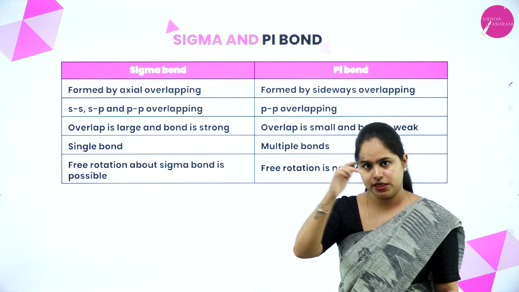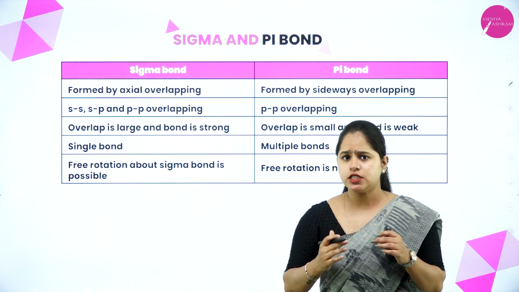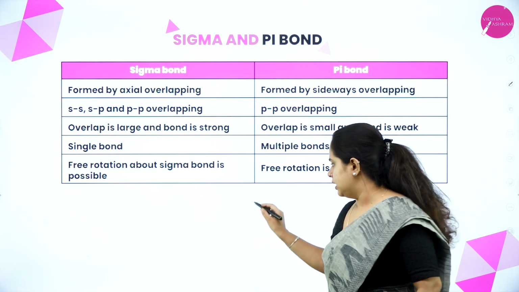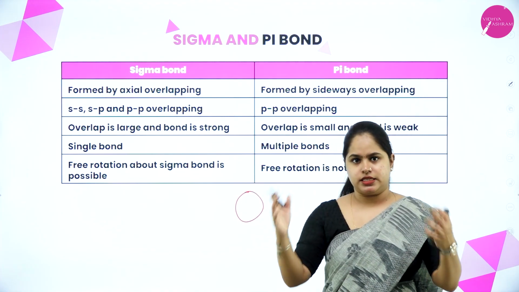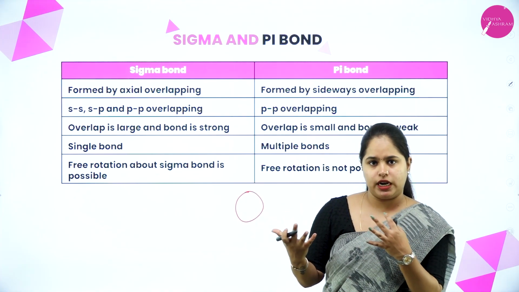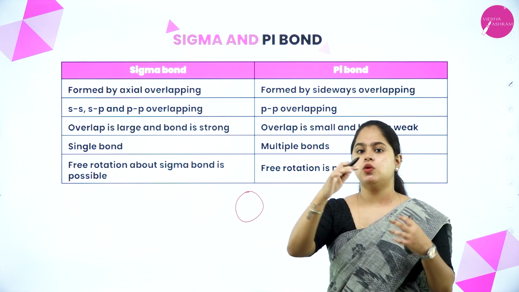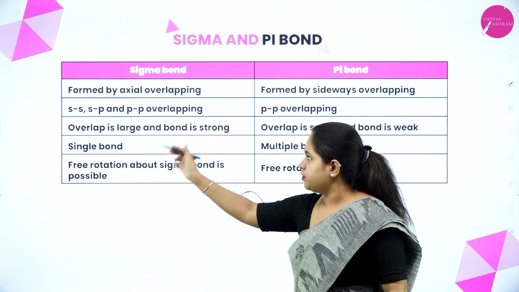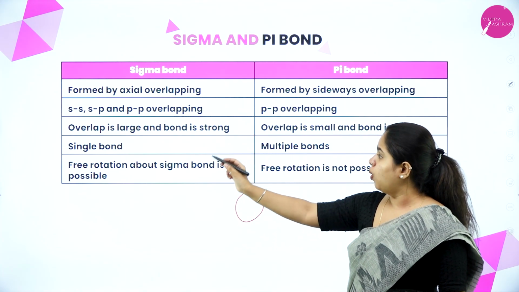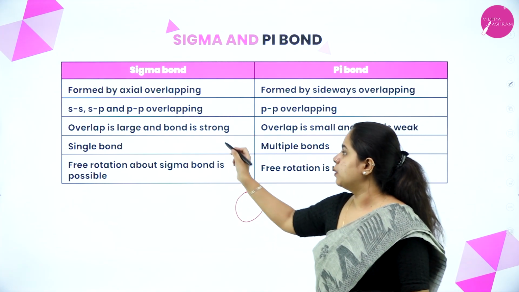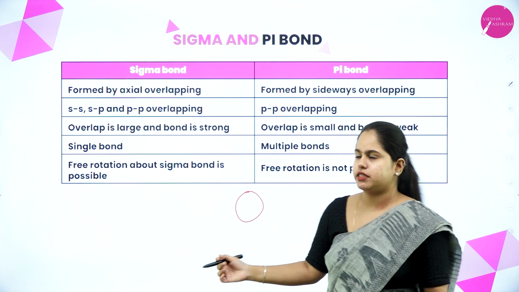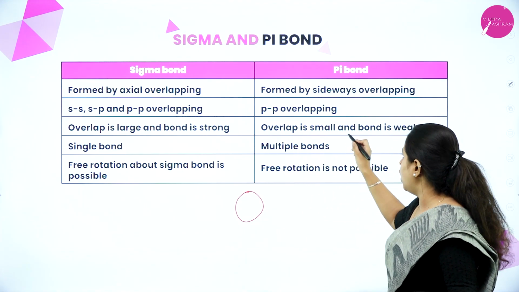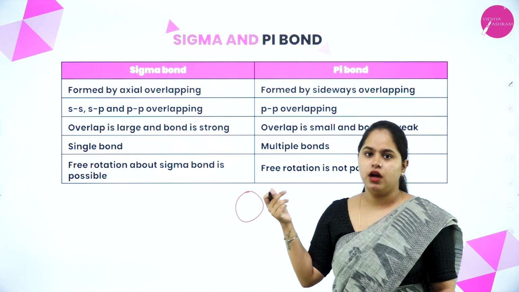The s orbital, we know, is spherical in shape. So sideways overlapping is not possible there, right? Since it is spherical, where could sideways overlapping happen? Only in the p orbital is sideways overlapping possible. Clear? Now, in the case of sigma bond, the overlap is large and hence the bond is strong. That is what we discussed just now. And the overlap is small and the bond is weak in the case of pi bond.